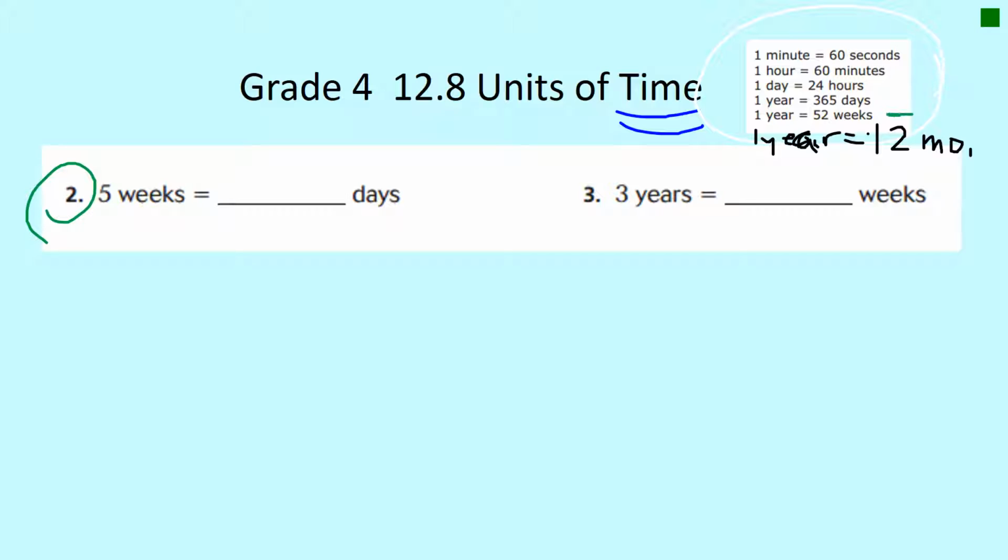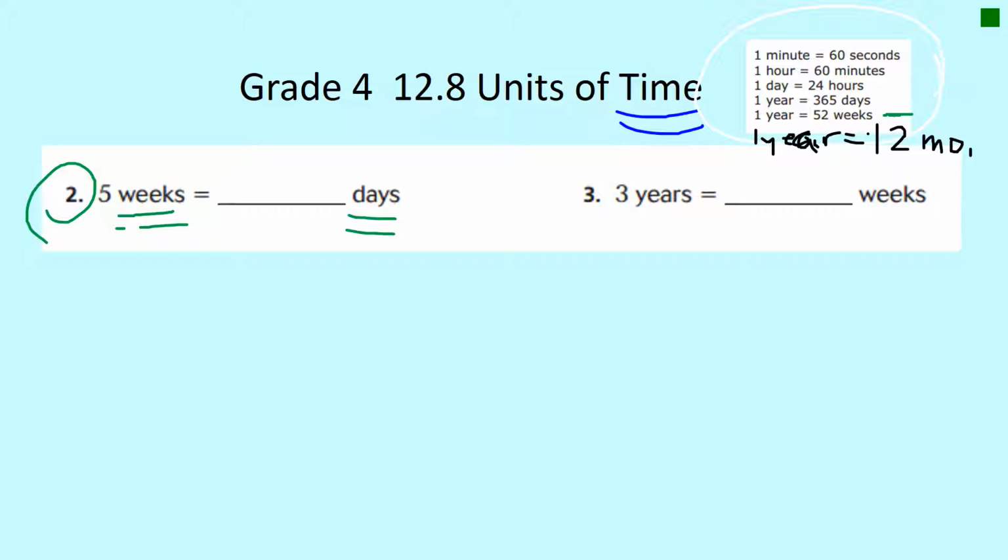1 year is 52 weeks. Do you see year here or here? Do we need to use the weeks there? No, we don't need to use those weeks, do we? Well, let's see. Minutes and seconds. Is the chart going to help us on number 2? It's actually not, because nowhere on this chart does it say weeks to days anywhere, or days to weeks.